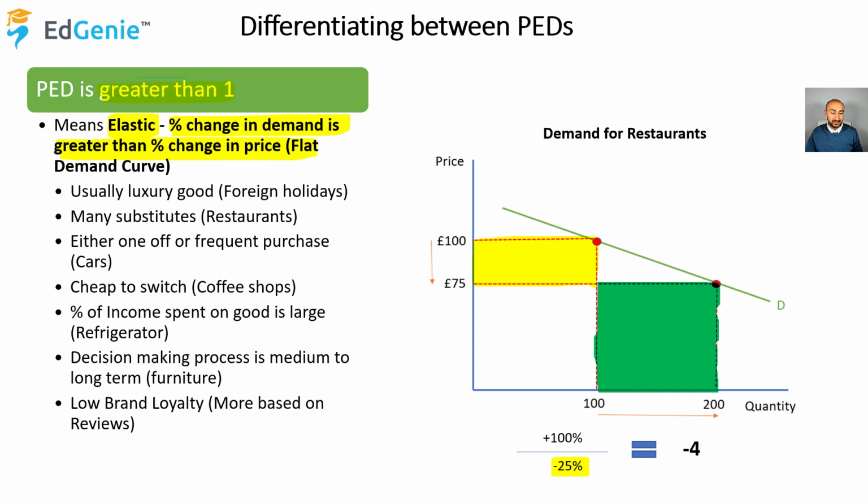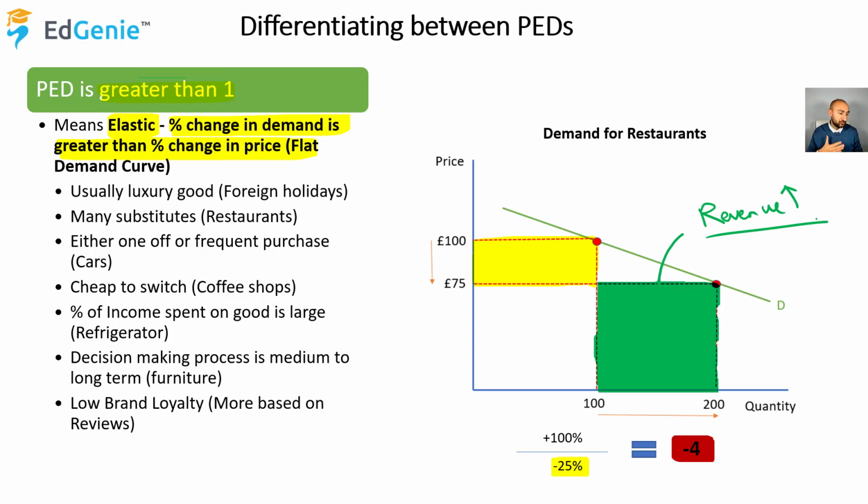And it's greater than 1, so we know that it's elastic. So what that means is if there's a change in price, even if it's by a little bit, there's going to be a greater percentage change in the quantity demanded, and hence revenue increases. And this is the case with a lot of goods that are not needs or necessities, these are wants and luxuries.